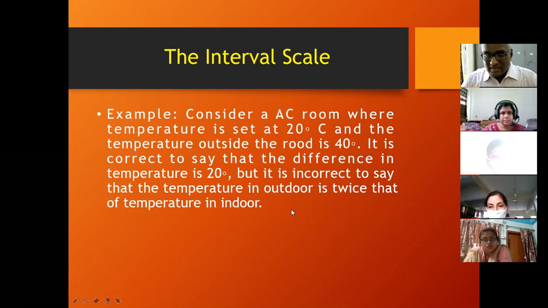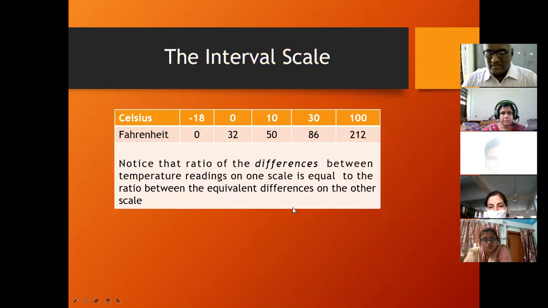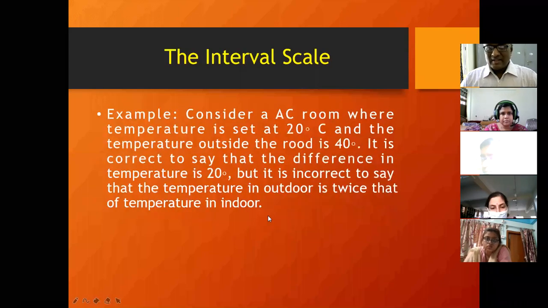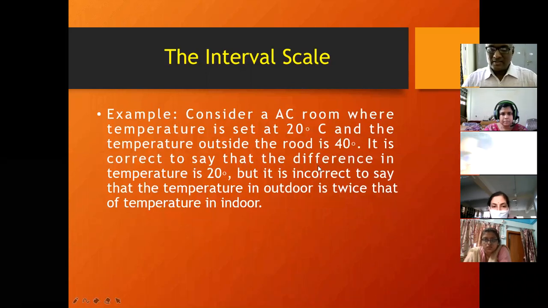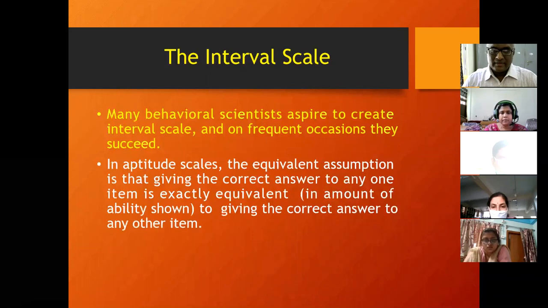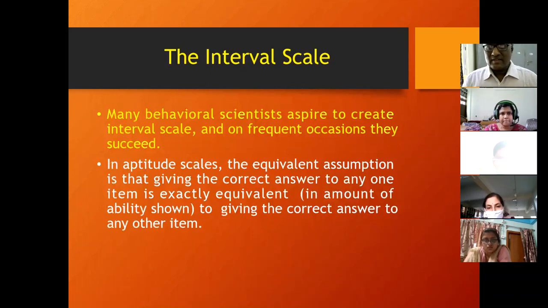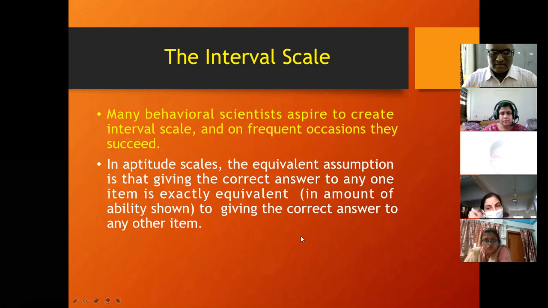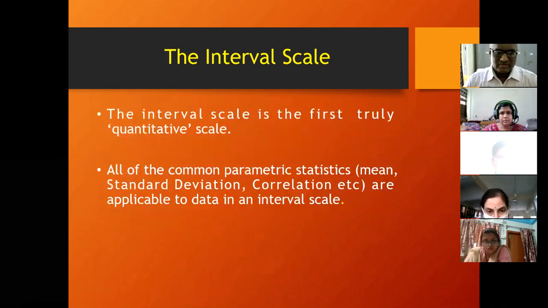The interval scale measures the difference, not the ratio. You can conclude that there is a difference in the temperature inside the room and outside the room, which is equal to 20 degree, but you cannot say that the outside temperature is twice that of the inside room. Okay. Many behavioral scientists aspire to create an interval scale, and on frequent occasions they develop the interval scale for measurement of data for qualitative research.